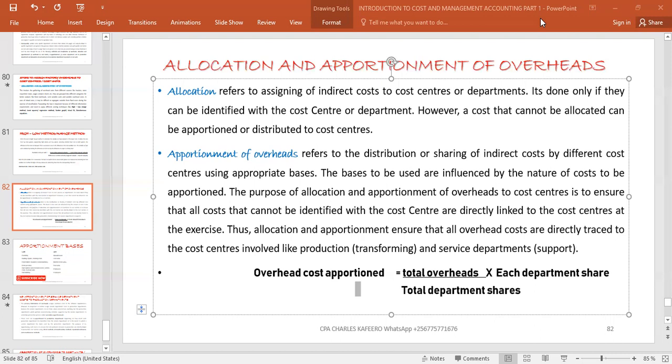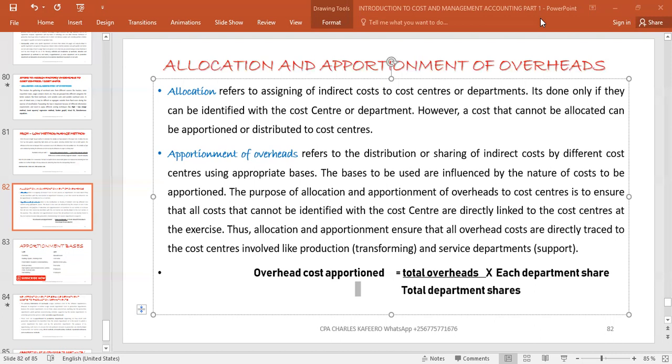It can only be identified with the cost center or department when those costs can actually be identified there, if you can really trace them there. There are some costs that we can directly allocate, like indirect material and indirect labor. Those we can just assign or allocate directly without using any common base, because for them, at least you can trace where they went, or on which part of the product they have contributed.